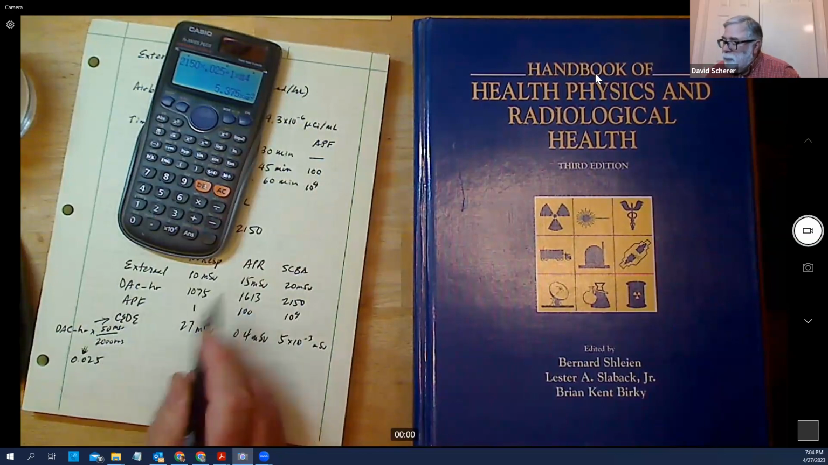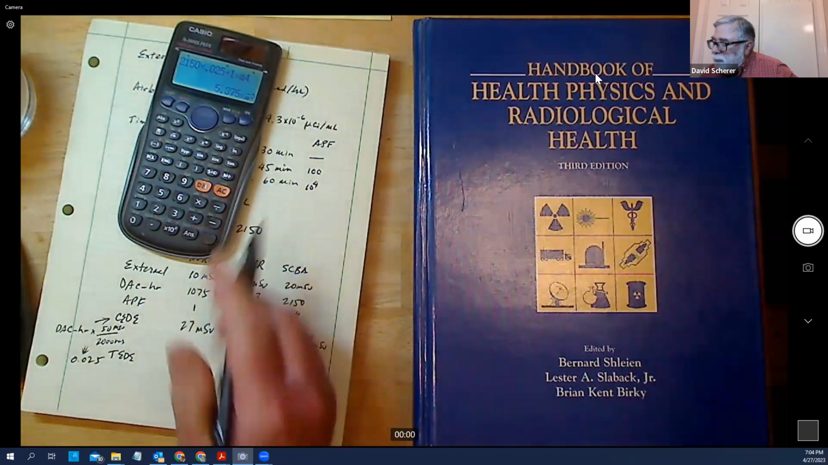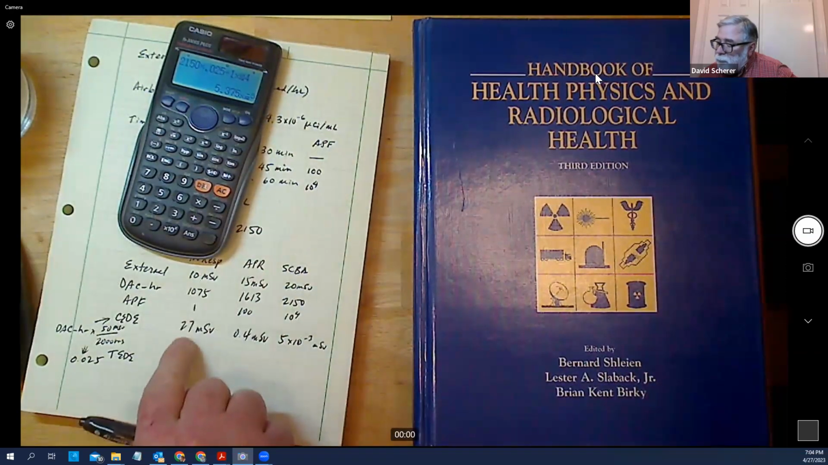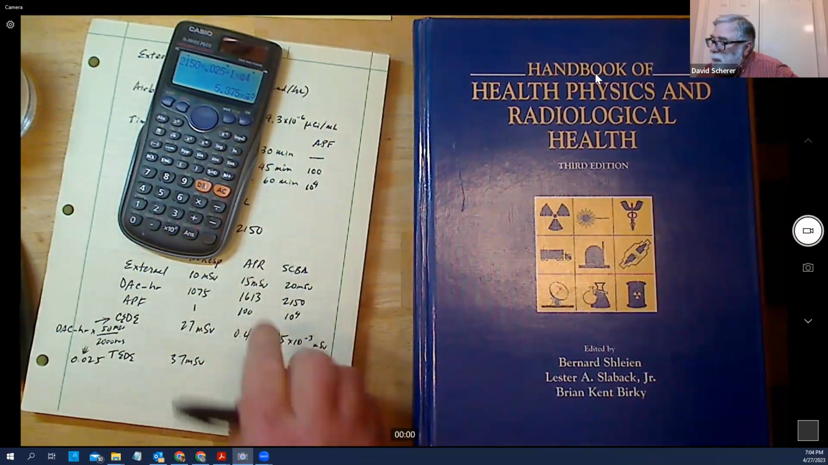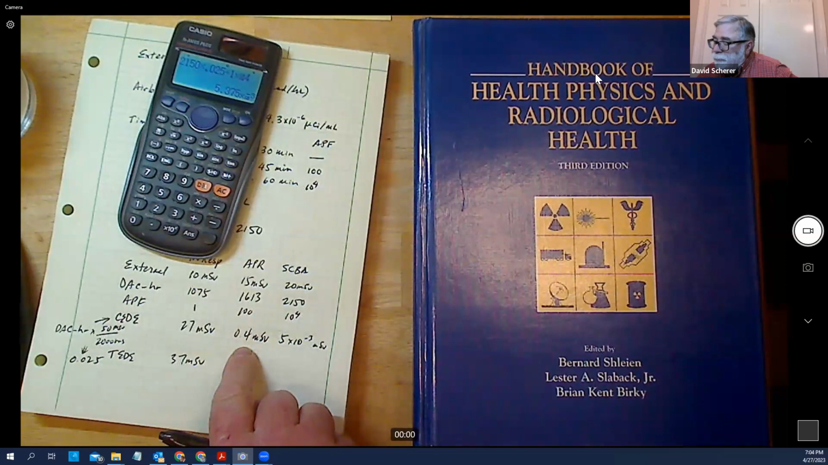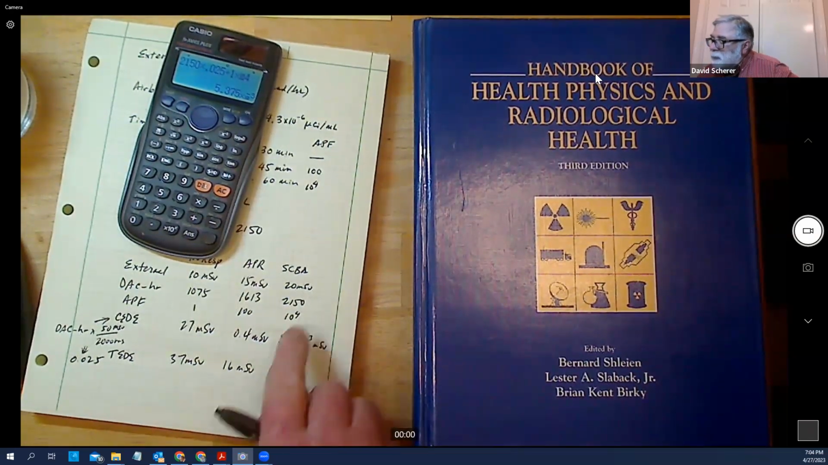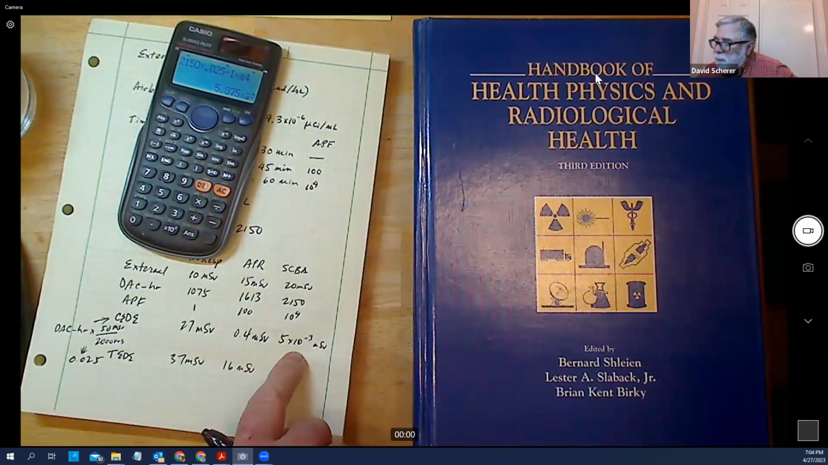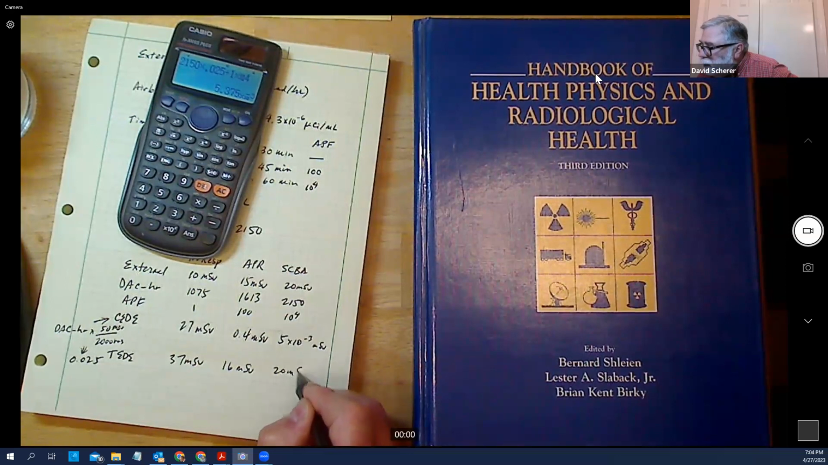So what's our total? In this case, it's 10 from external plus 27 from internal exposure, 37 millisieverts. In this case, 15 plus 0.4, so we'll call it 16 millisieverts. And this is 20 plus 0.005, we'll call it 20 millisieverts.